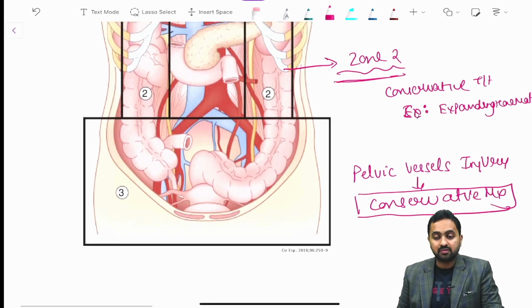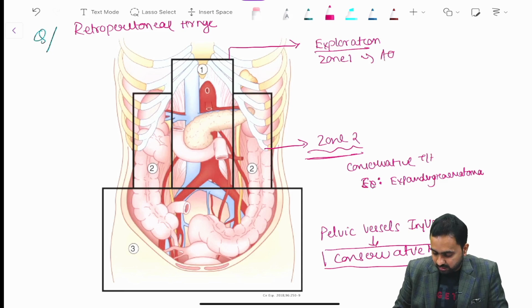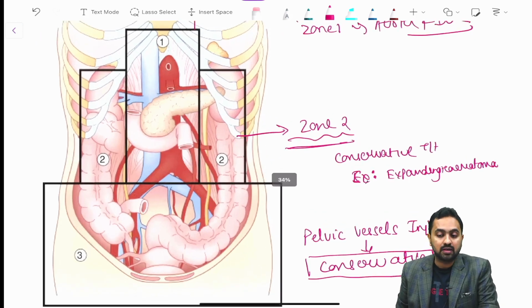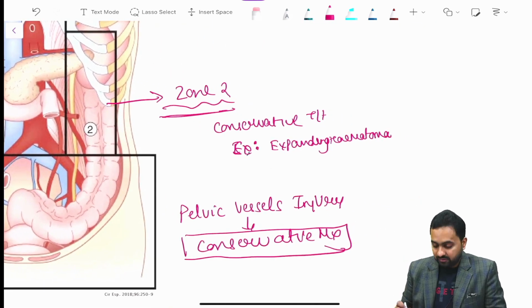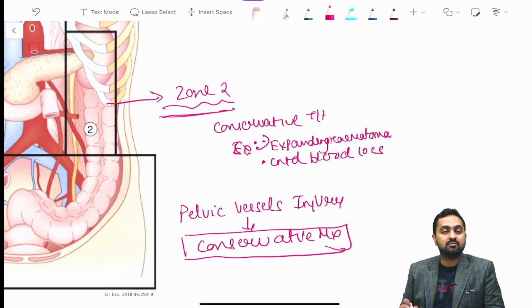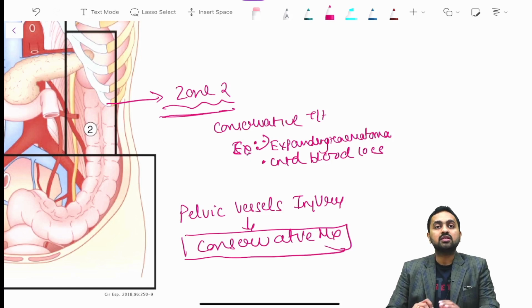So, please remember with respect to your retroperitoneal hemorrhage, basically when you have your zone 1, which includes the aorta and IVC, you would need to do an exploration. In case of a zone 2, you would basically do a conservative treatment, surgery when it is an expanding hematoma, or you have your continued blood loss. And your zone 3 is basically due to your pelvic vasculature, and it would generally consist of your conservative treatment. So, these were the important points with respect to your abdominal trauma.